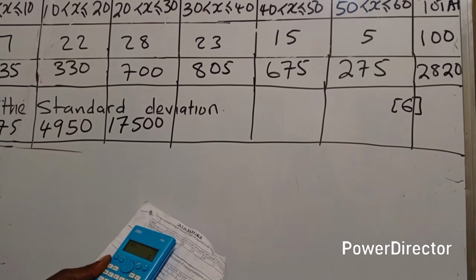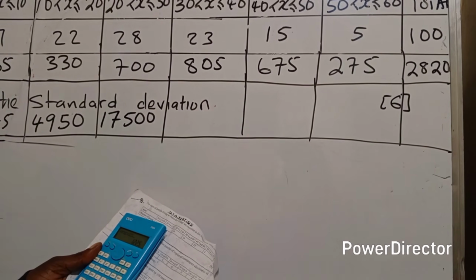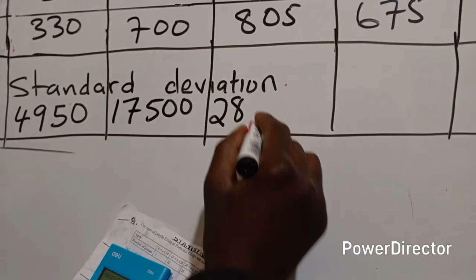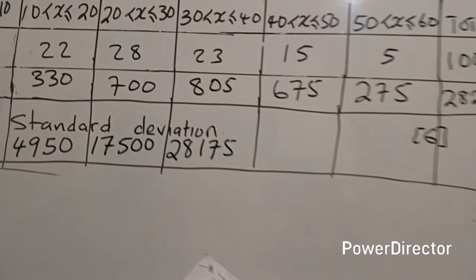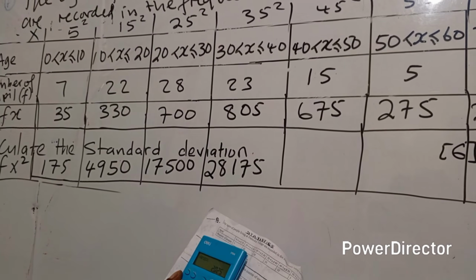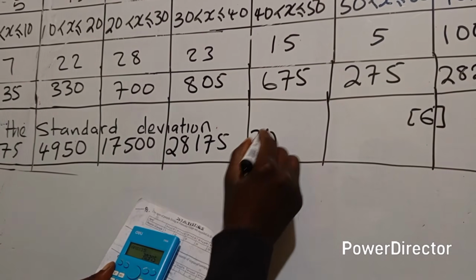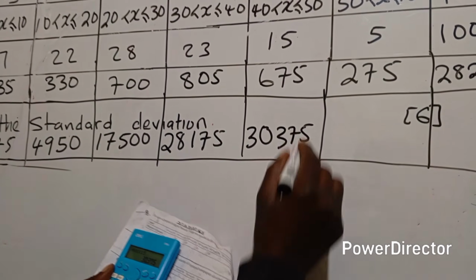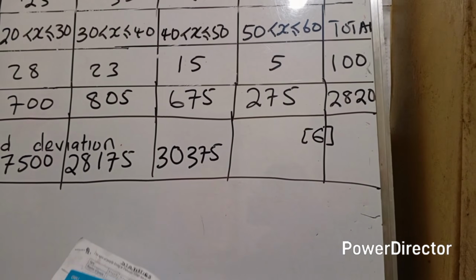You're in an exam. You get that one, then multiply by 23. Ladies and gentlemen, I'll get 28,175. I continue. I say, okay, 45 squared multiplied by 15. I'll get 30,375. Again, last but not the least, I say, okay, 55 squared.